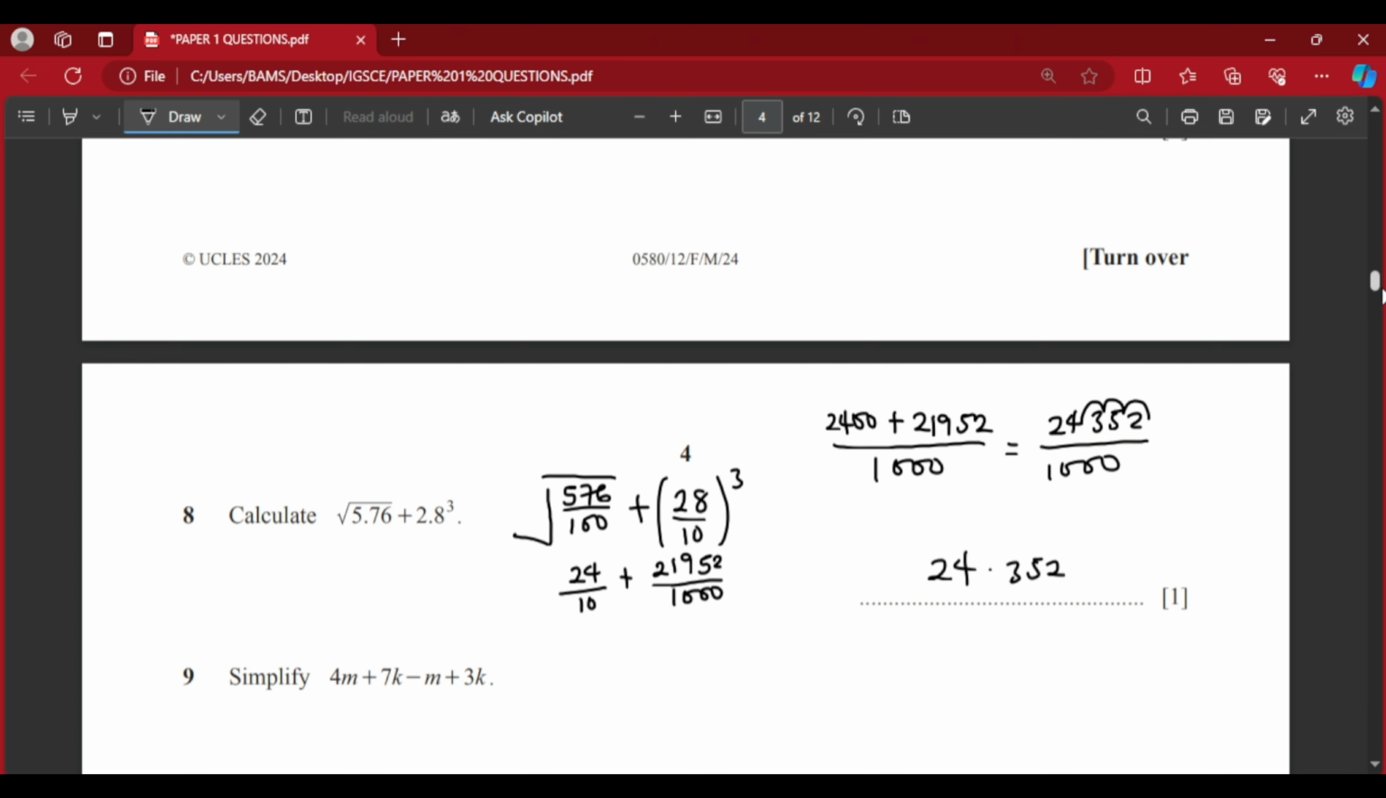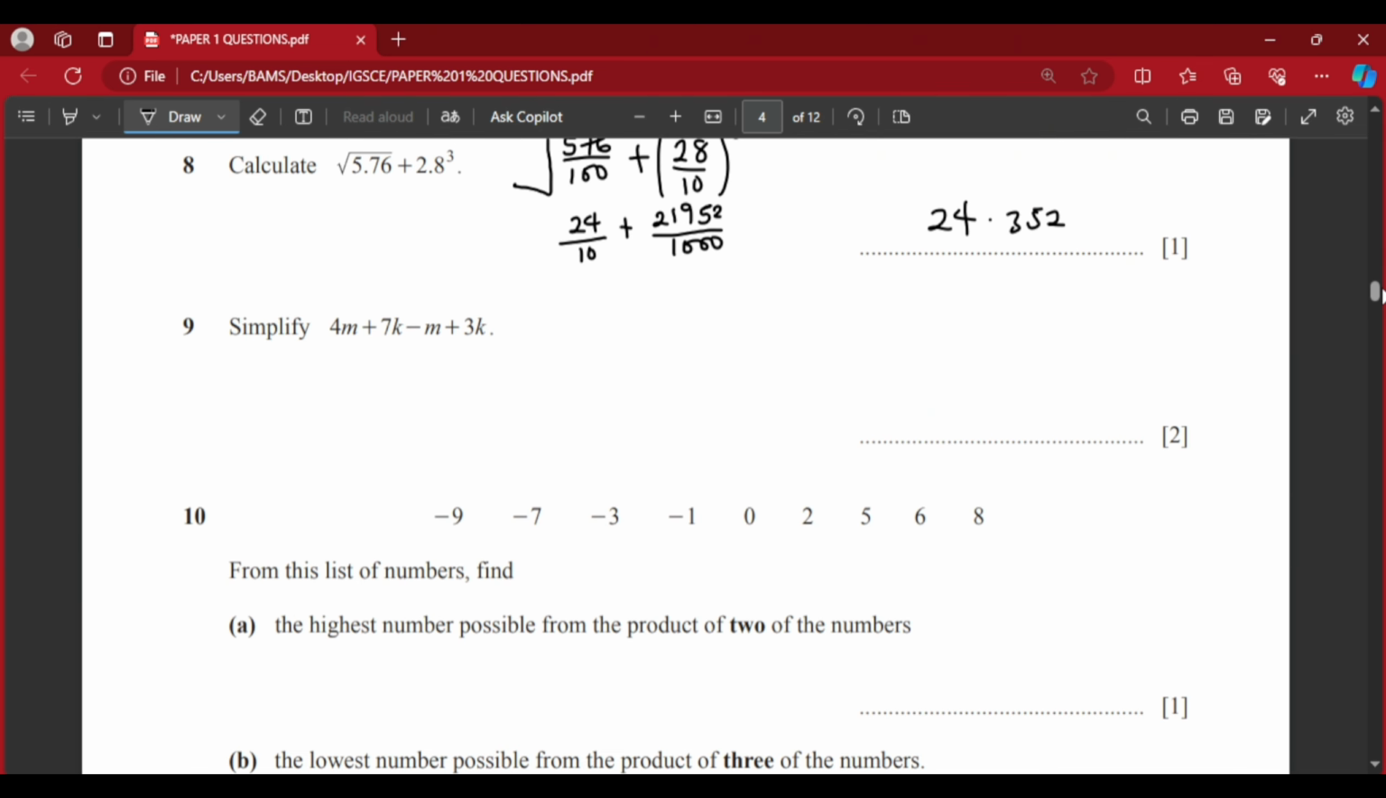Very easy, right? So let's move to question 9. To solve question 9, we want to simplify 4m plus 7k minus m plus 3k. So what we want to basically do is to collect like terms. So let's bring the m to one side. That's 4m minus m, then plus 7k plus 3k. Okay, so 4m minus m, so we have 4m and 1m, so that will be 3m. Then plus what? Plus 10k, and that's all. We have basically simplified. So our final answer for this particular question will be 3m plus 10k.